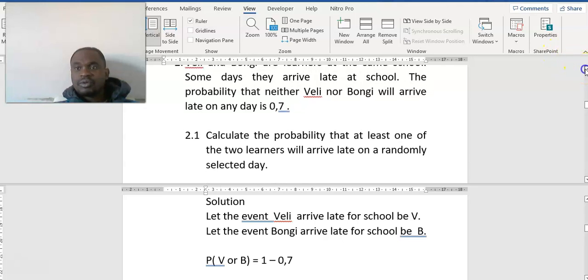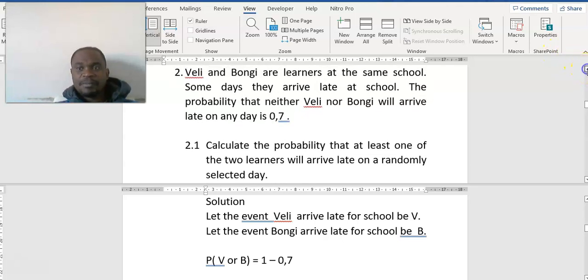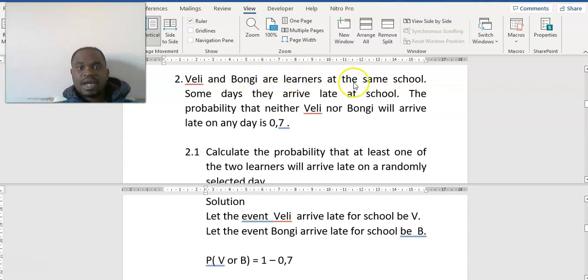So here the information is given. We have Verily and Bongani, who are learners at the same school. Some days they arrive late at school. The probability that neither Verily nor Bongani will arrive late at school is this one. So it means the probability that neither of them comes late, in other words, the probability that both Verily and Bongani come early, is 0.7. Are we together?